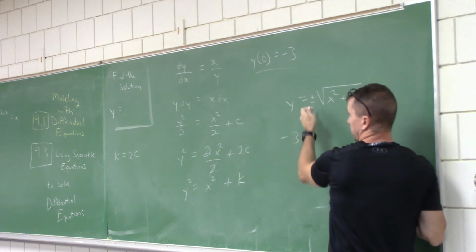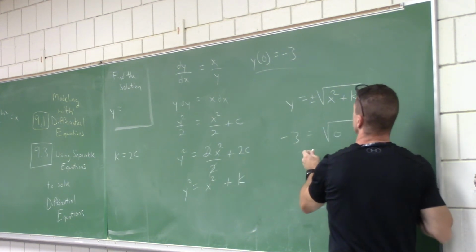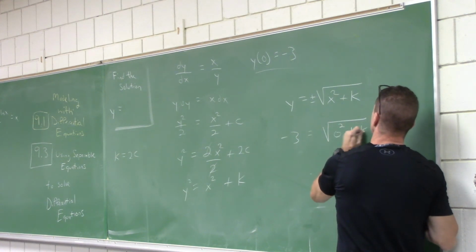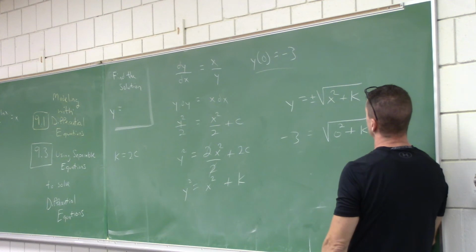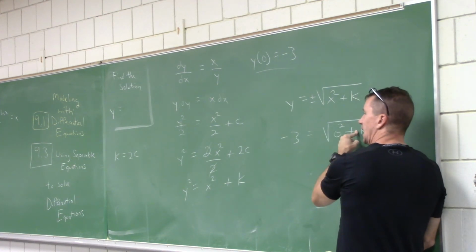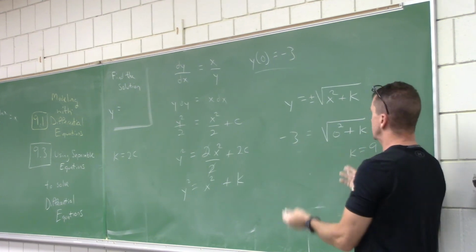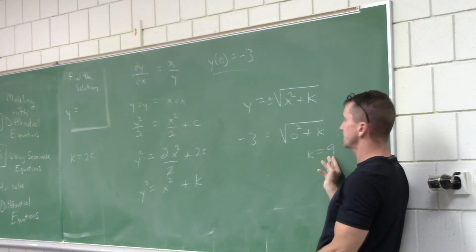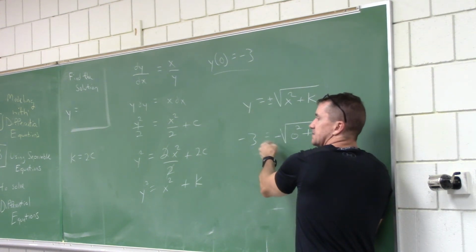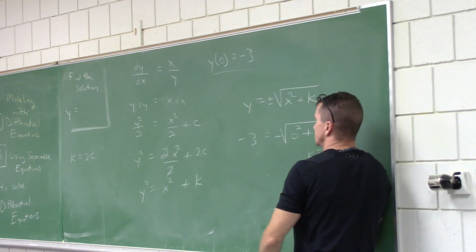-3 equals either plus or minus the square root of 0 squared plus a constant. What would be the constant? K would have to be 9, but the square root has to be positive, right? So when he's saying K has to be equal to 9 for this to be true, this must be the what? He says for the plus or minus, it must be the minus because this is negative. Does that make sense?